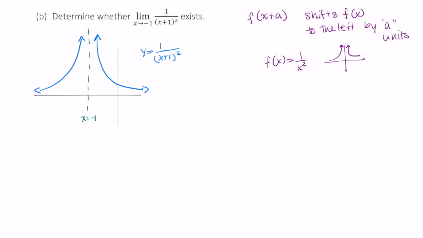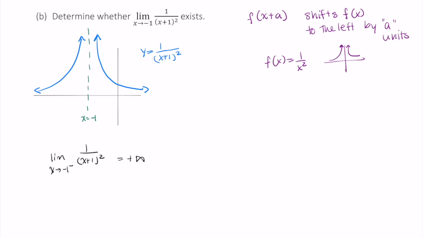So now let's use this to evaluate the limit. Well, as we can see, the limit as x approaches negative 1 from the left of this function. So that is, as we approach negative 1 along the x-axis from the left side, this function keeps blowing up to positive infinity.